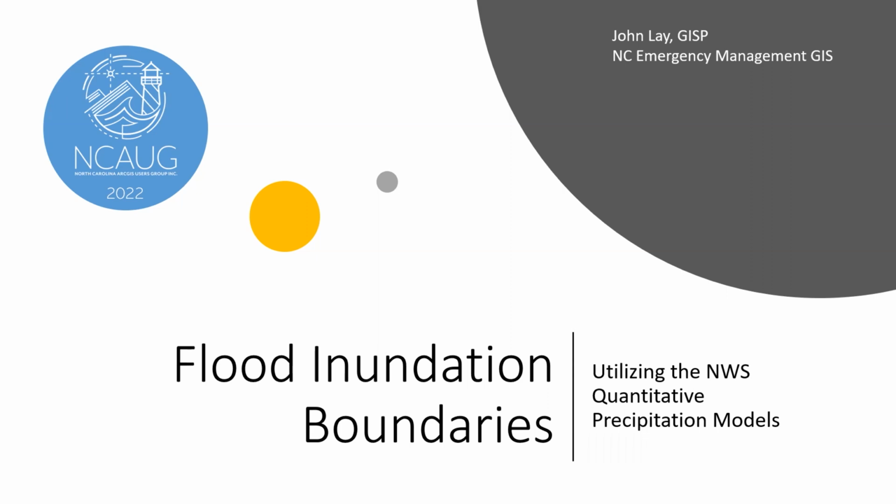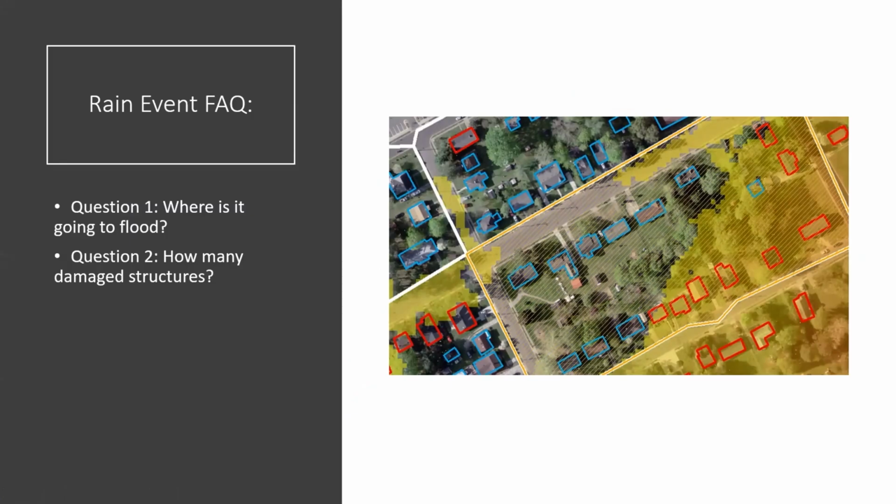So today I'm going to talk to you about flood inundation boundaries using the Atlas 14 recurrence interval information from NOAA. The reason we're going to talk about this is because the two main questions that we get asked at NCEM after any rain event are, number one, where is it going to flood? Number two, how many of our structures are going to be damaged?